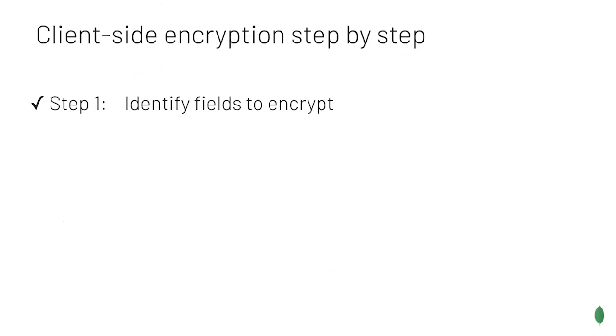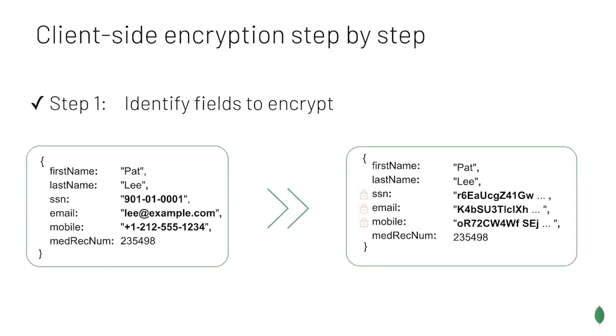There's basically 4 steps. So the first one is you need to identify the fields you want to encrypt. And so for step 1, let's take a look at a document. Let's say this is a sample patient record or account record or something of that sort. The developer will go in and say, okay, well, these fields, I know they're going to have sensitive data, so I'm going to tag them.